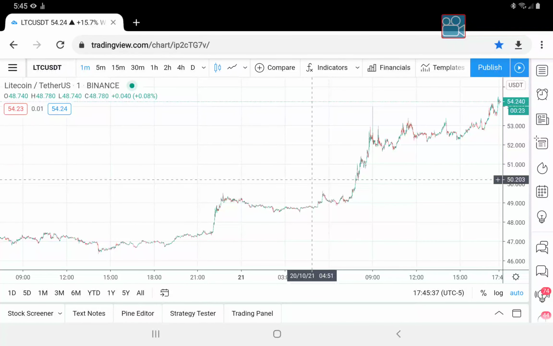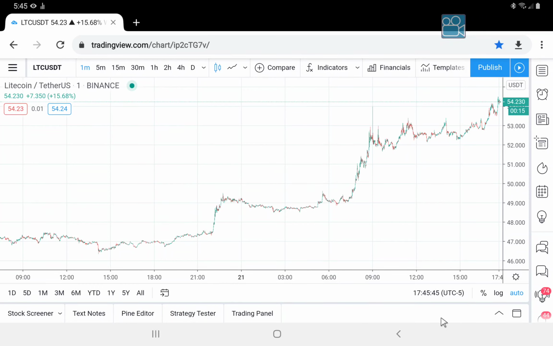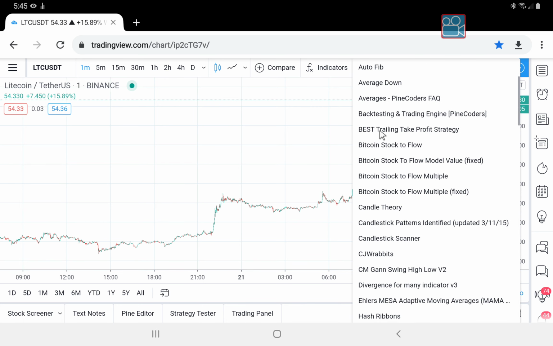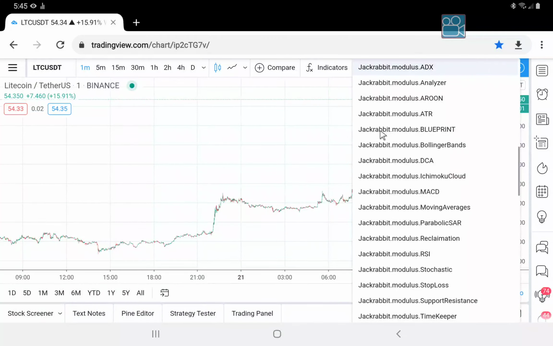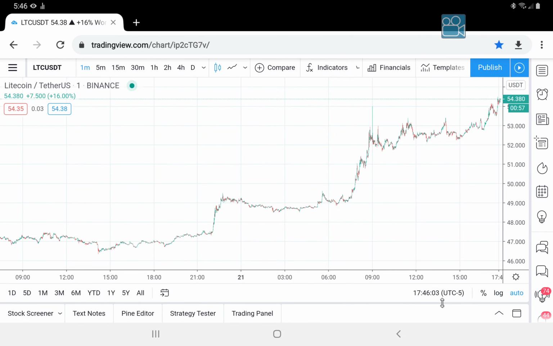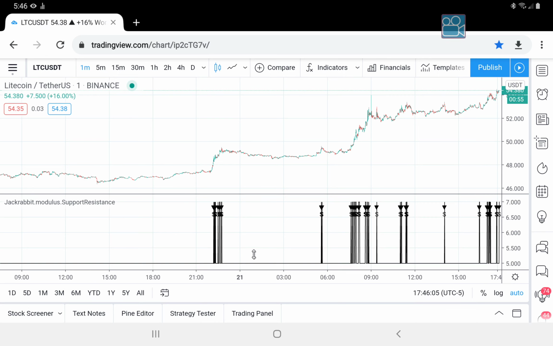Hello, today I'm going to talk about the latest module. It is already in the Jackrabbit main indicator as risk mitigation. I have separated it out into its own standalone module, and that is the ever classic and ever popular support and resistance.